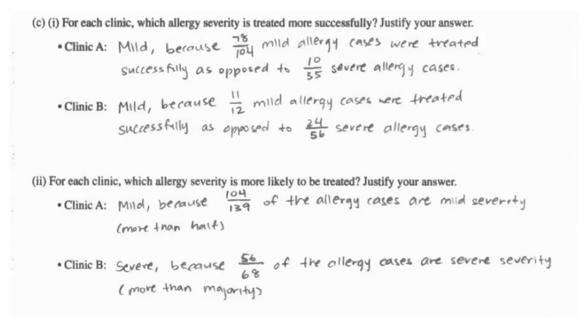Clinic A, mild, because 78 over 104 mild allergy cases were treated successfully, as opposed to 10 out of 35 severe. Clinic B, mild, because 11 out of 12 mild allergy cases were treated successfully, as opposed to 24 out of 56 severe allergy cases. Is that right? From that graph, yeah. What do you think about part II? Clinic A, mild, because 104 out of 139 of the allergy cases are mild severity, more than half. Clinic B, severe, because 56 out of 68 of the allergy cases are severe severity, more than the majority. Yeah, they got an E.